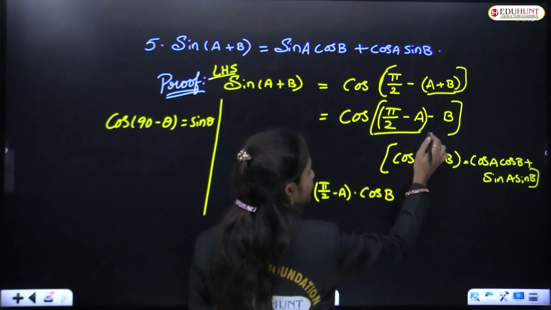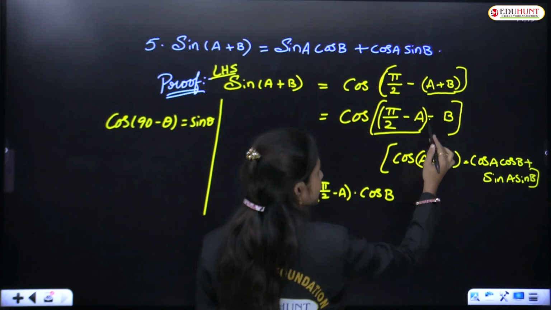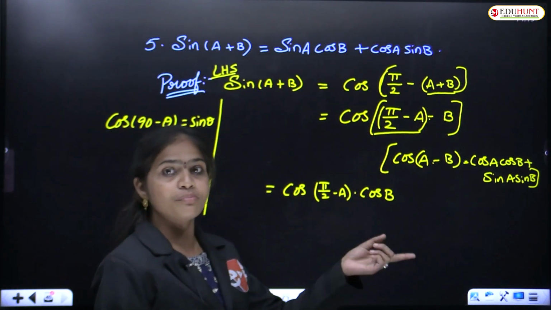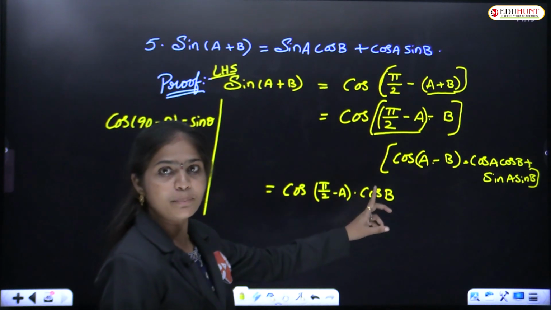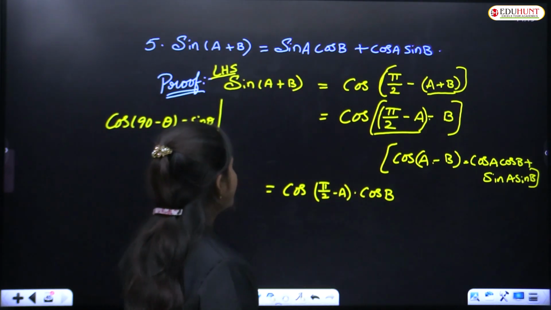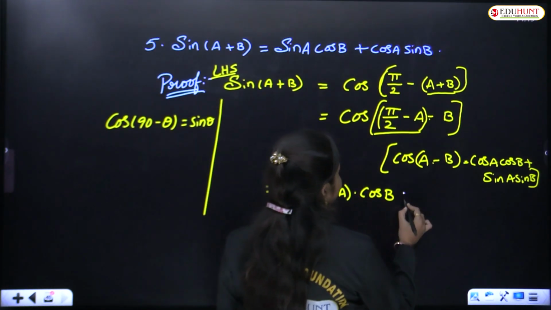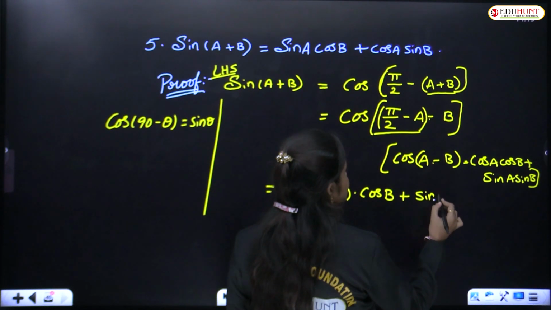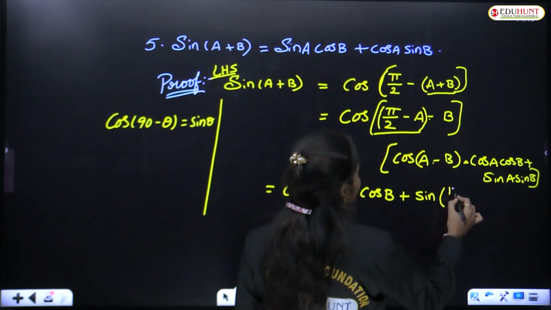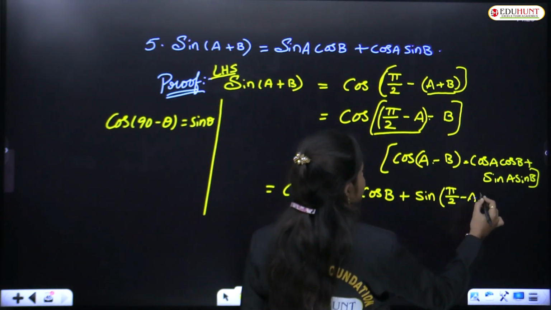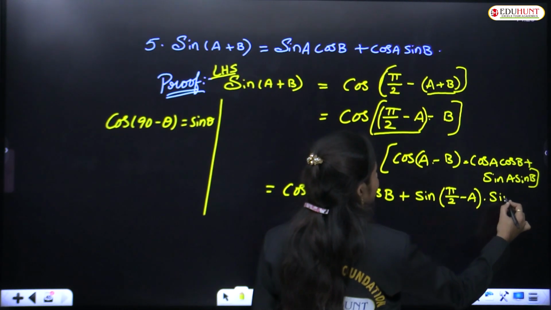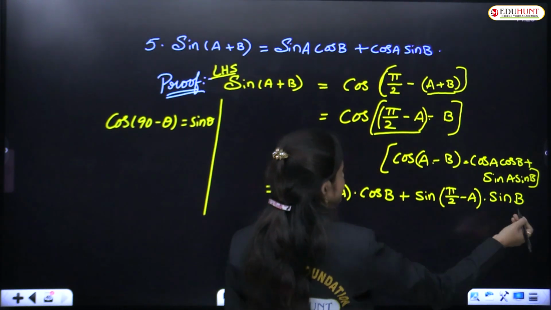This is not negative B. Already here minus is there. So here also minus is there. Plus of minus B is there. Then only we have to take B as minus B. Okay, so cos A cos B plus sin A sin B, where A is equal to pi by 2 minus A. B as it is B only, no?